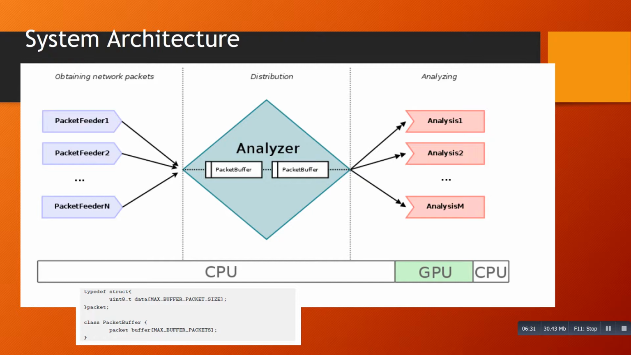The CPU obtains the network packets using the packet feeder library. Then all these packets are grouped into the packet buffer, and then they are sent for further analysis to the GPU. The GPU handles the signature matching algorithm, where we look if the packets have malicious data in them.